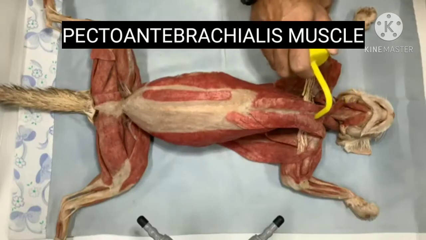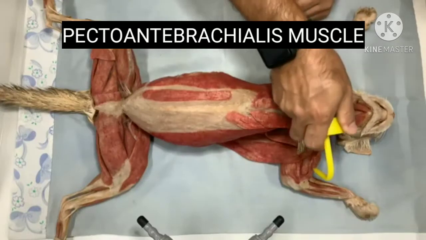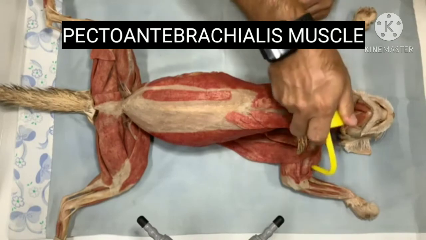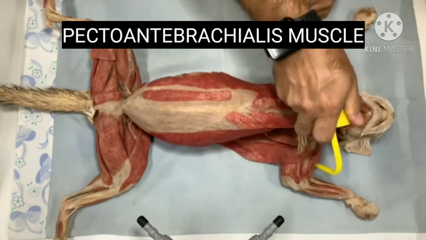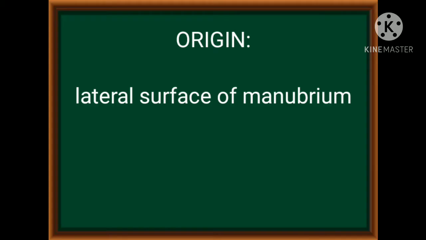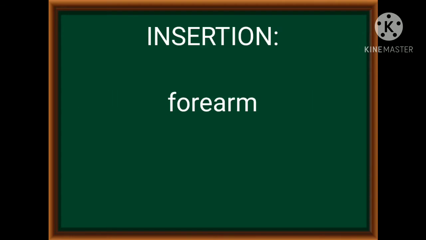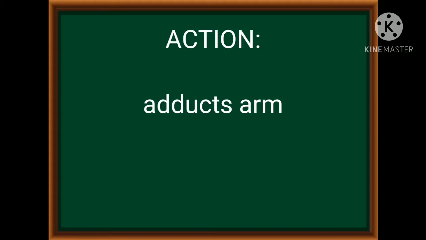Now let's go to the pectoantebrachialis muscle and its OIA. Lateral surface of manubrium. Forearm. Adducts arm.